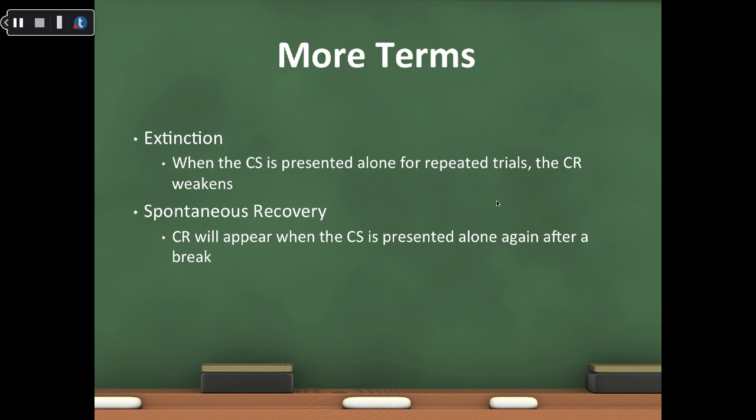Spontaneous recovery occurs when the conditioned stimulus is presented again. Sometimes you'll have a reaction to the conditioned stimulus, even if it's not paired with the unconditioned stimulus. You'll have a reaction to the conditioned stimulus that resembles the conditioned response.